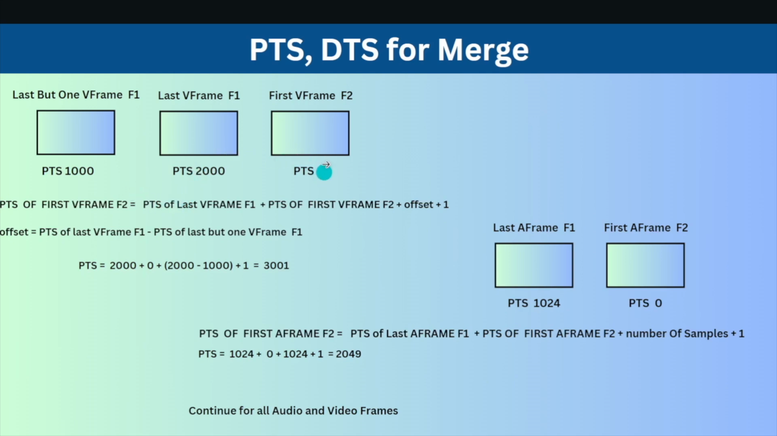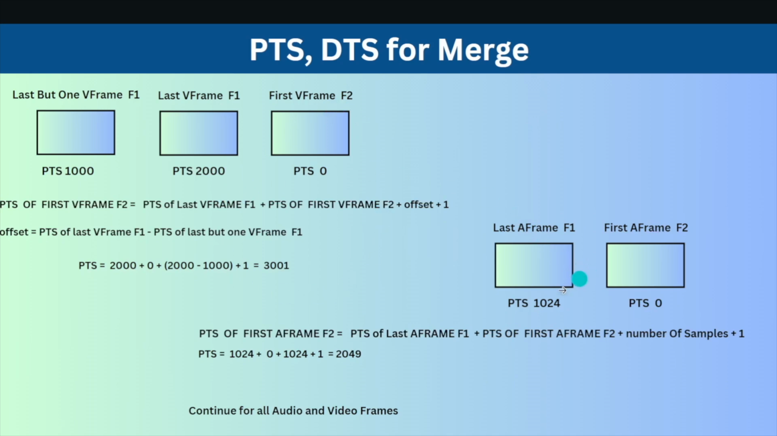You need to define the offset, with which I start the timestamp for every frame of the second video. Here I'm just discussing the first frame of the second video. The PTS of the last frame is 2000, plus the PTS of the first frame of the second video, which is 0 in this example, and then the difference between these two: 2000 minus 1000 plus 1. So it comes out to be 3001. So the new timestamp for this frame will be 3001. Now the sequence will be maintained, and it will be properly merged or concatenated.